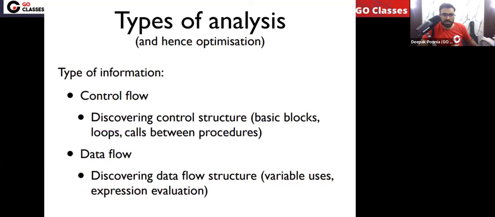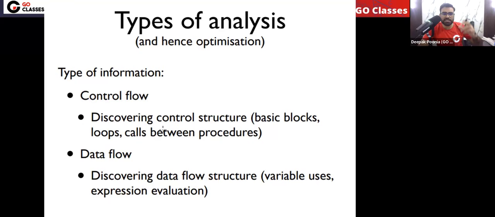Let me explain this point. First, let me explain what is control flow analysis. Control flow analysis means we discover the control structure, or I can say the control flow, how the control is flowing in your CFG, in your control flow graph. So let me tell you, for example, from a basic block, can you go to another basic block?